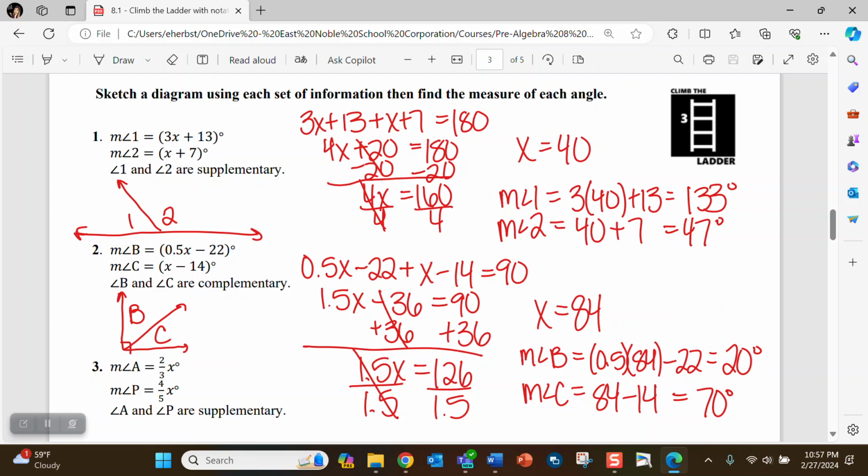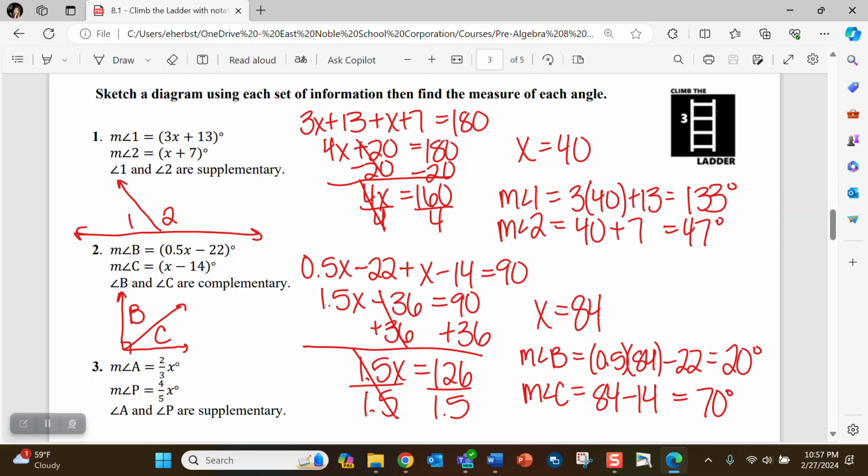So the diagram I have drawn there is a straight line with two adjacent angles. I numbered them 1 and 2 because those are the numbers of the angles in the problem. So we're told that angles 1 and 2 are supplementary. That means we're going to add them up and set them equal to 180. So 3x plus 13, which is the measure of angle 1, plus x plus 7, which is the measure of angle 2, equals 180.